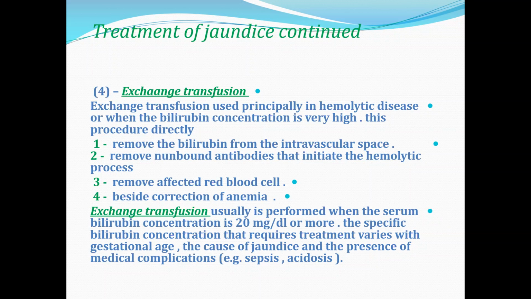The procedure of exchange transfusion should be done under a complete aseptic technique, and you perform this when the serum bilirubin increases to 20 mg per deciliter or more. The specific bilirubin concentration that requires treatment varies with gestational age, the cause of jaundice, and the presence of other medical conditions. So we don't have a fixed number of bilirubin. It depends on the level and on other variables.